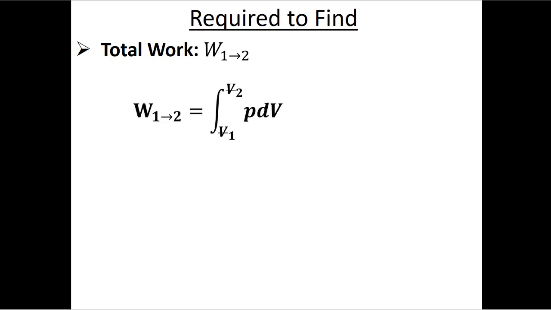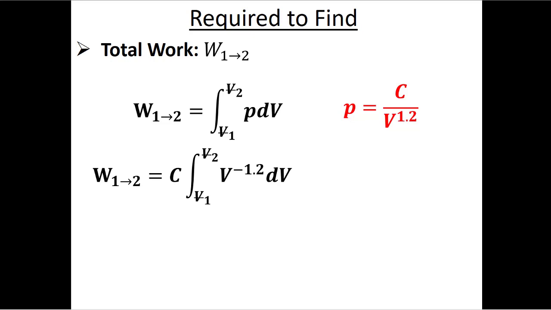So we know that work is the integral of P dV. Now we're told that P times V to the power of 1.2 is constant. Or I can rearrange that to see that P is equal to some constant C divided by V to the power of 1.2. So if I put that into my equation, because C is constant, I can bring that out of my integral, and I can see that work is equal to C times the integral from V1 to V2 of V to the power of negative 1.2 dV.